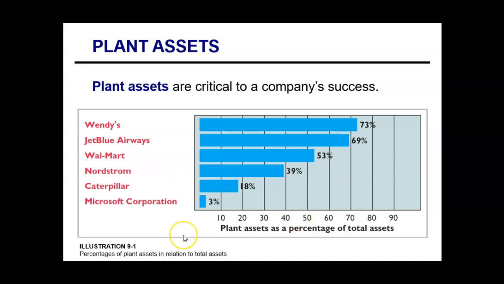We look at different companies and we know that plant assets can be critical to a company's success. So for a company like Wendy's, the plant assets are 73% of their total assets, but a company like Microsoft that focuses more on services and technology, only 3% of their total assets are plant assets.